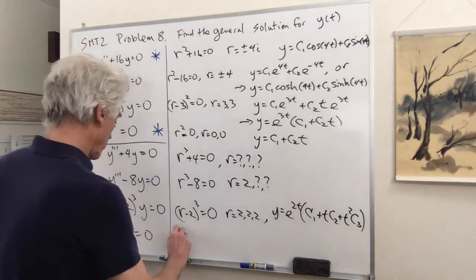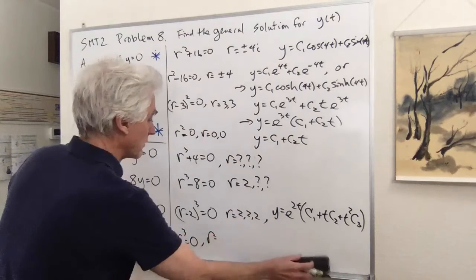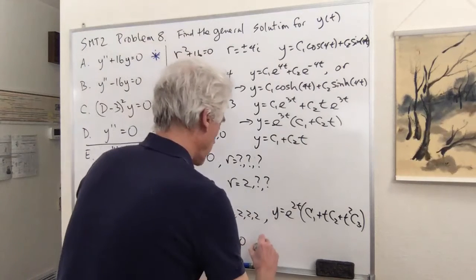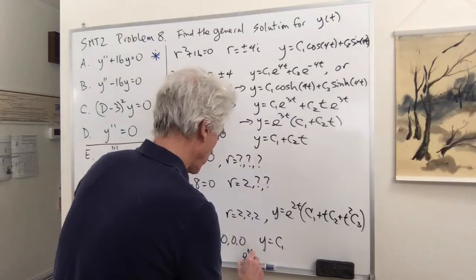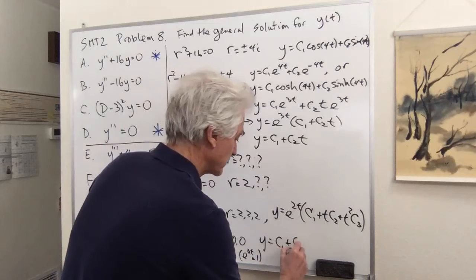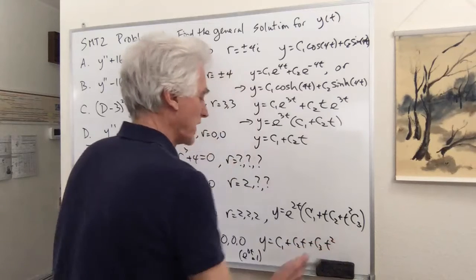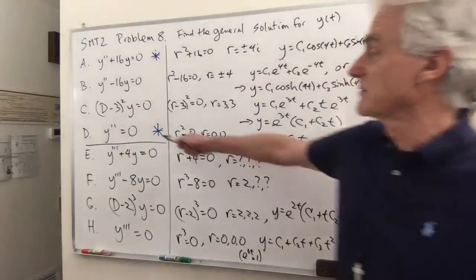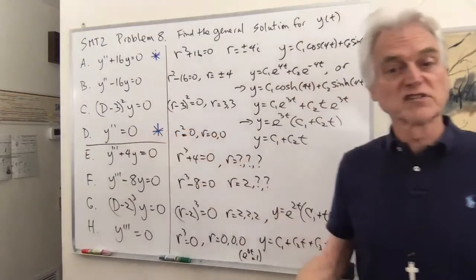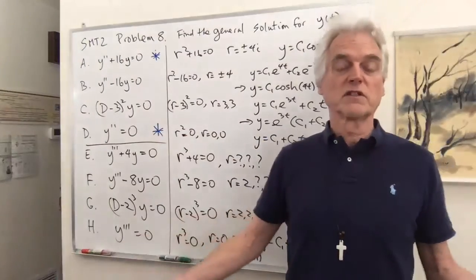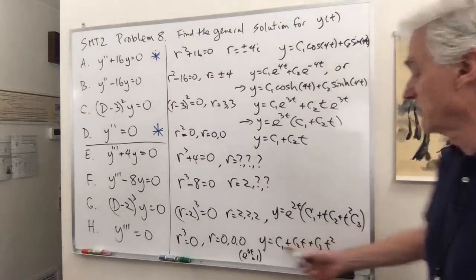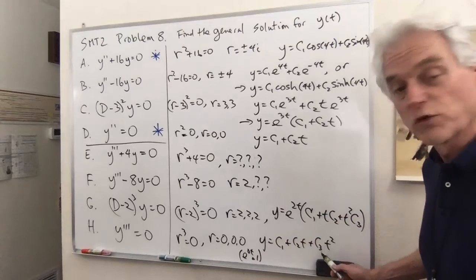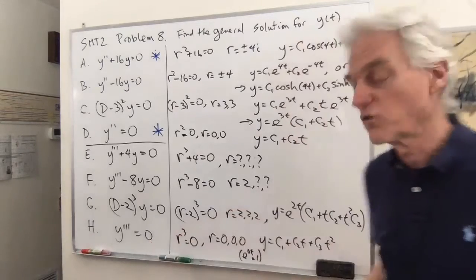And here we get r cubed is 0, so the roots are 0, 0, 0. And this one is y is c1, because e to the 0t is 1, so I don't have to write that. c1 plus c2 t. When do I stop? Well, I stop when I get 3 constants, because it's an order 3 ODE. Now, mathematically, this also makes sense. Here we're saying, give me the most general function whose third derivative is 0, and that is just a quadratic function. In fact, it could be linear too. We wouldn't call this a quadratic function if c3 were 0, but it's still a solution to that differential equation.